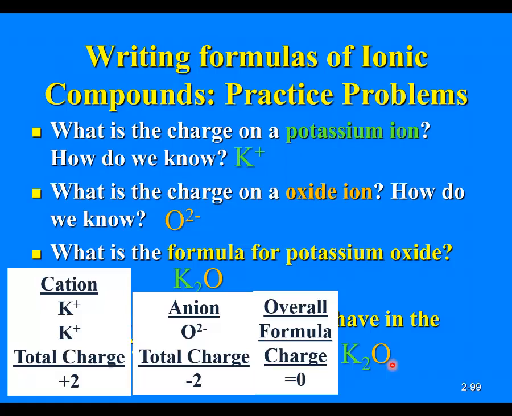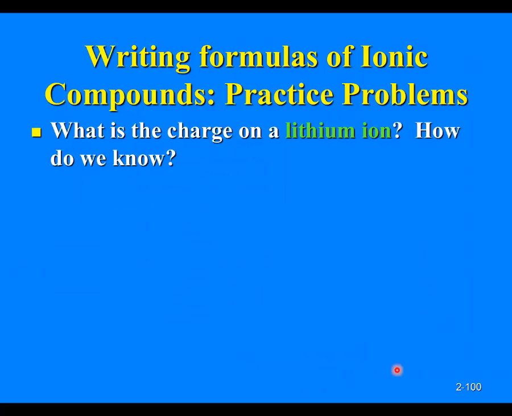I only need 1. We don't show a subscript when there's only 1 of the ions, because if we don't show a 1, we assume that it's 1. So mentally I'm thinking there's a 1 there even though I don't need to write it. Okay, let's try another one.